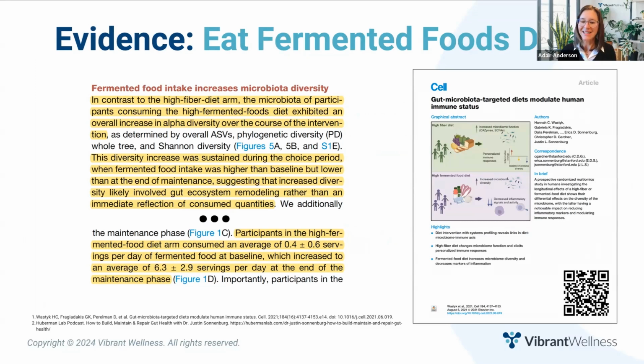If you look at the highlighted section, the authors wrote, quote, in contrast to the high-fiber diet arm, the microbiota of participants consuming a high-fermented foods diet exhibited an overall increase in alpha diversity over the course of the intervention.